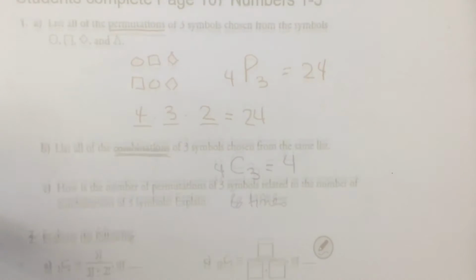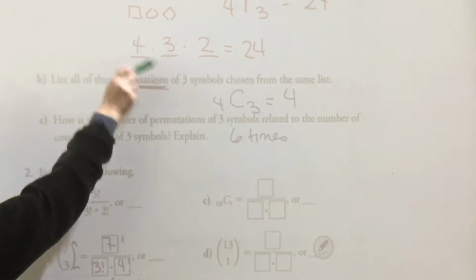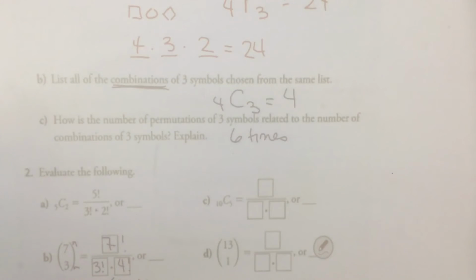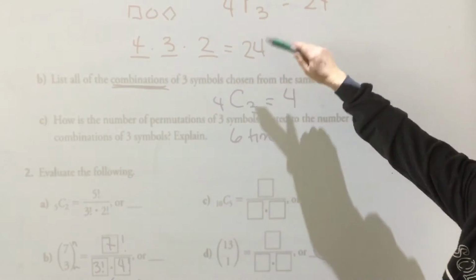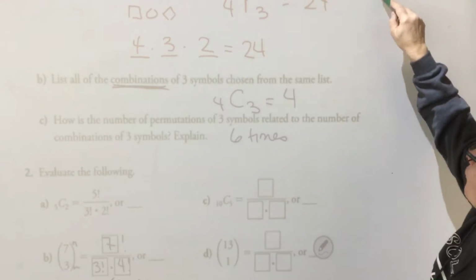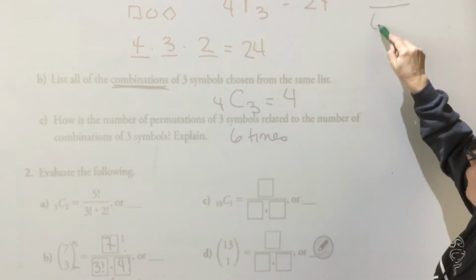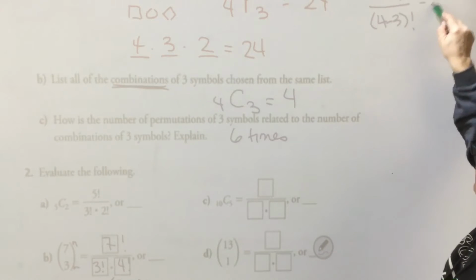If you do that, then if you go back up and do the formula for 1A and 1B, you're going to see that repetition being divided out. So for example, if we're using the formula for P3, I would have 4 factorial over 4 minus 3 factorial.